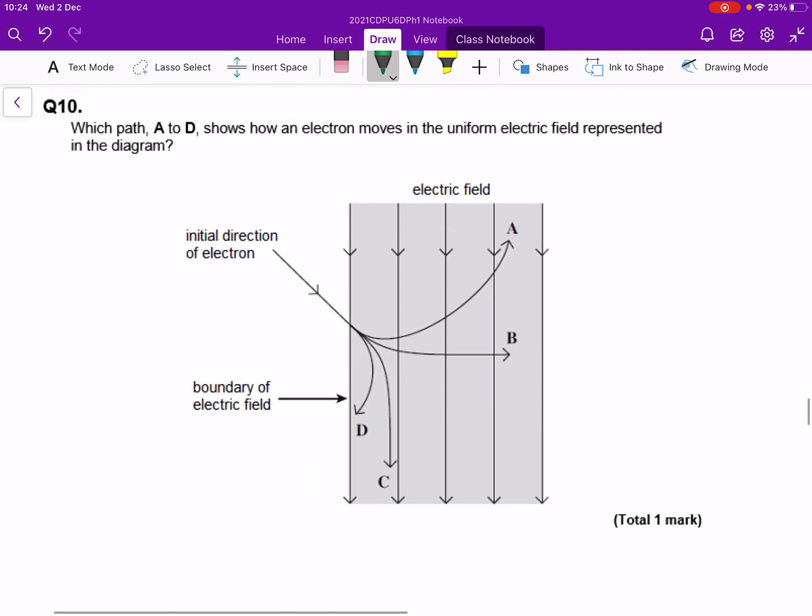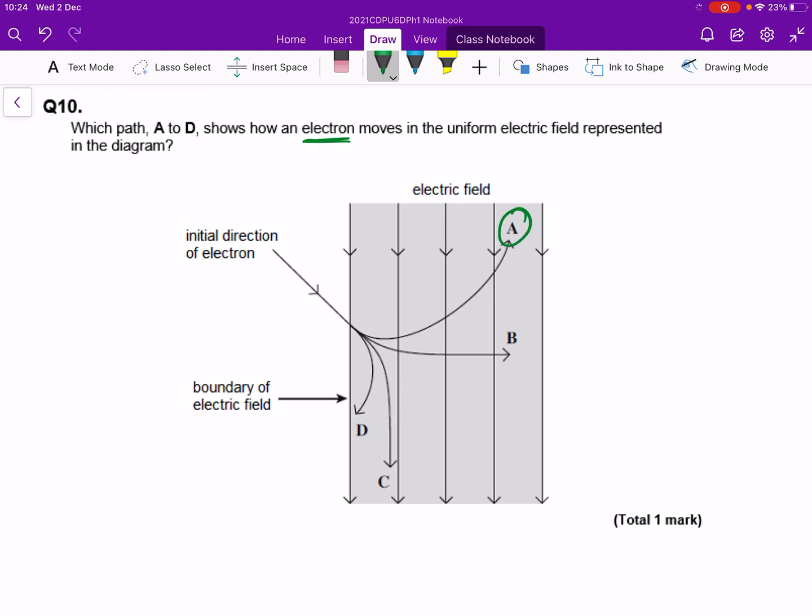And last one here, question 10. I nearly messed this up because I started doing Fleming's left-hand rule when I glanced at it. How does an electron move in a uniform field here? Well, an electron is a negatively charged particle, so it feels a force opposite to the field lines. Field lines are down, so it will feel a force upwards. And the only path which represents a particle feeling a force upwards is going to be A.